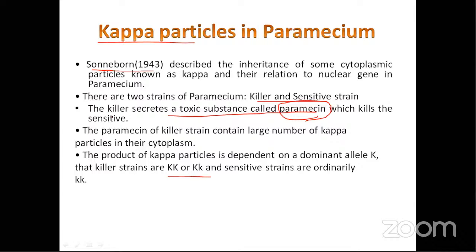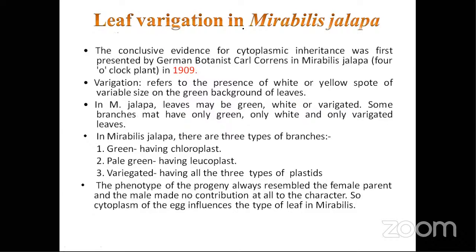Then leaf variegation is important. Few important points only I'll be discussing here. I already told you these were given by Carl Correns. And variegation means the white, yellow, or green spots, whichever you see in case of leaves, that is called your variegation.